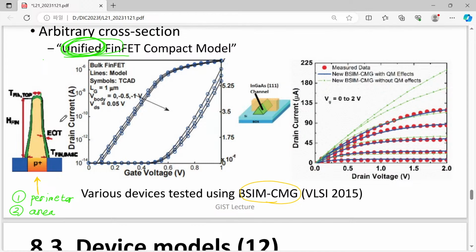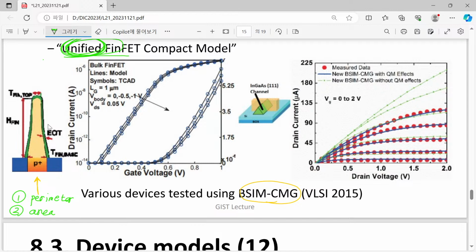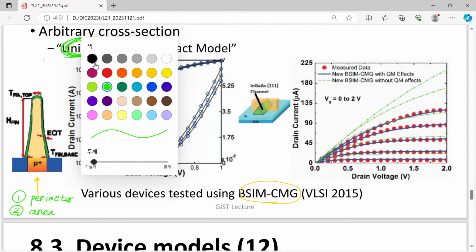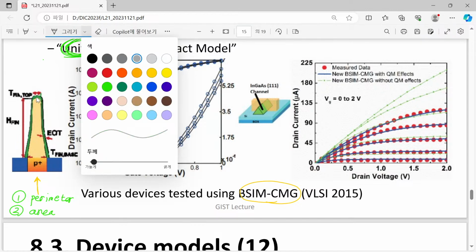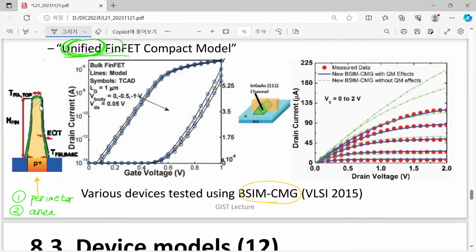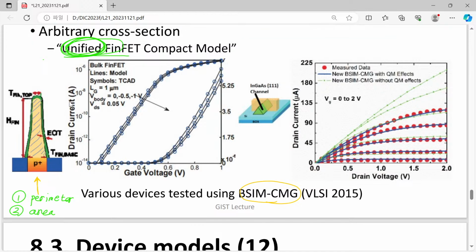Can you understand, for example, what is the area in this case? I will shade that area part. Area means just the area of our silicon region. Yes, that's it. Then how about the perimeter? Perimeter means the length of our silicon dioxide interface.